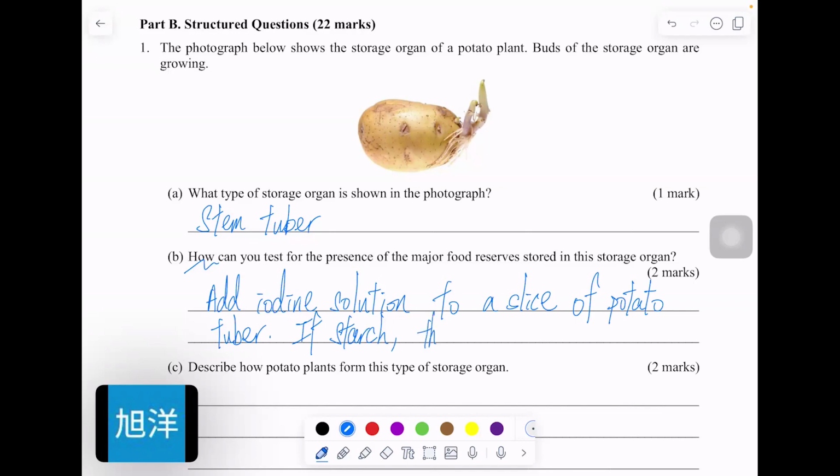the iodine solution will turn into blue black from brown color.